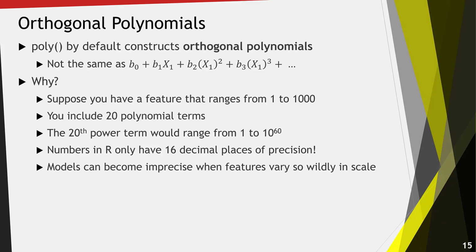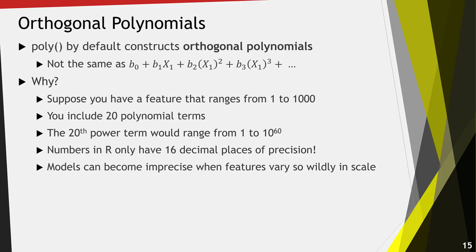The poly function doesn't actually construct polynomials like the ones that I showed you. By default, it constructs what are known as orthogonal polynomials. These aren't the same as that mathematical formula. They're actually a mathematical transformation of the feature that you'd like to construct a polynomial of. Why is that? Suppose that you have a feature that ranges from 1 to 1000. You include 20 polynomial terms. The 20th power of that term would range from 1 to 10 to the 60th power.